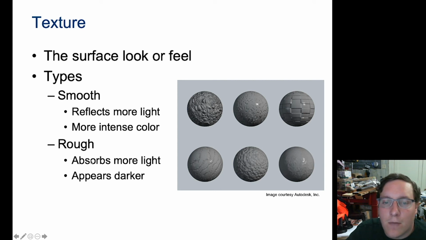But roughness is where it starts absorbing light and we start getting more shadows attached to it. And they're going to appear darker. So in particular, the top left, the bottom center, there's a lot more shade and value shown in those than we are seeing with light.